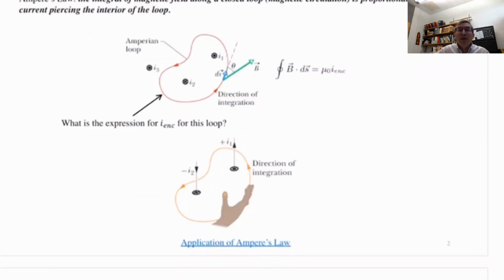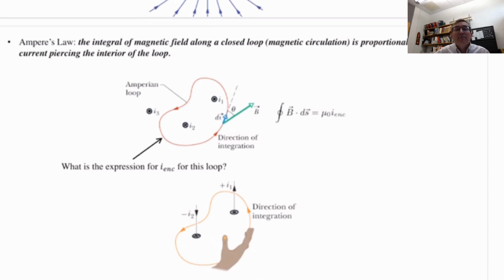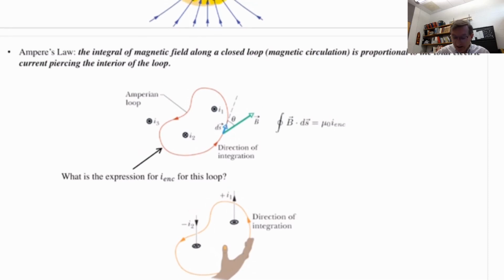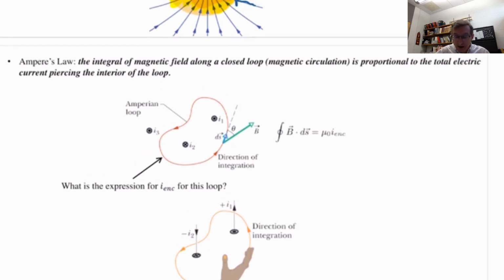let's go on and start practicing with Ampere's law. Let me bring that down so you can see it a little bit better. I'm going to state it, and we're going to start practicing with it. It's going to have somewhat of a similar sound when we say it in words to Gauss's law, but it does have some subtle differences with Gauss's law, and we have to be very aware of those.